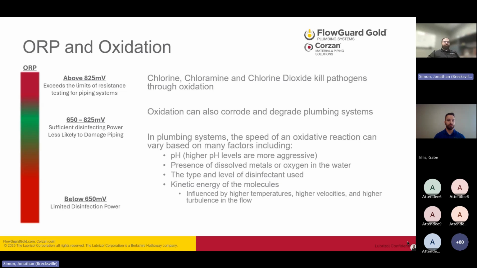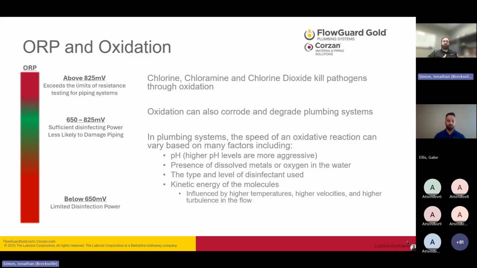And one of the reasons why this is so difficult is that the oxidative reaction can vary based on a lot of factors. It's not just how much and what type of disinfection the utility puts in, but it can be impacted by pH of the water, with higher pH levels being significantly more aggressive. It can also be influenced by the presence of dissolved metals or oxygen in the water.